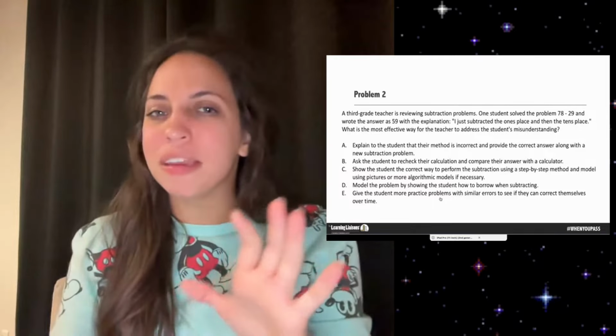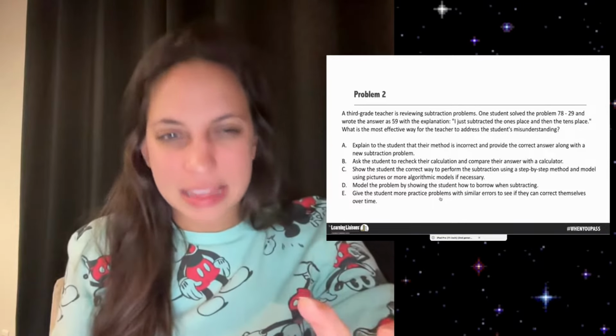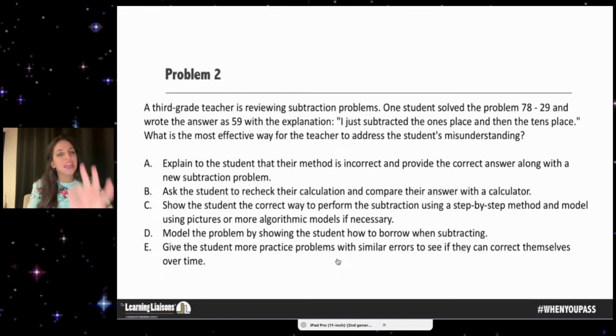So the goal is to be able to narrow it down and then think like the test takers. That's the goal. Think like the test takers. So again, we're going to look for those key words. We're going to look for those highlights in this problem. So they're reviewing subtraction problems. A student solves this, and they're asking what is the most effective way to do what? To address the misunderstanding. That is a key piece of this problem.